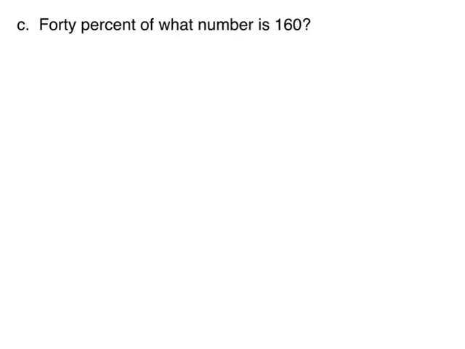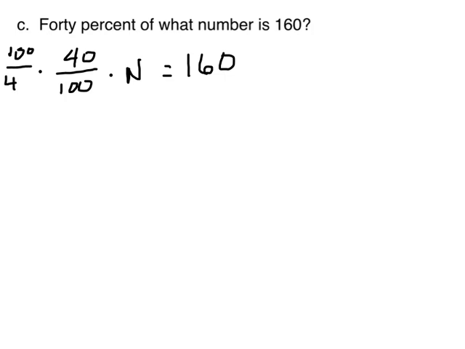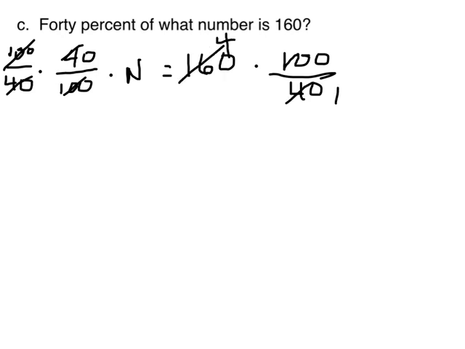Okay, we're going to work this out as an equation. 40% of what number is 160? Again, we're going to invert and multiply. Cross cancel where we can. 1 and 4. N equals 4 times 100, which is 400.